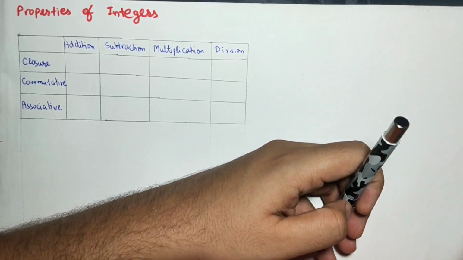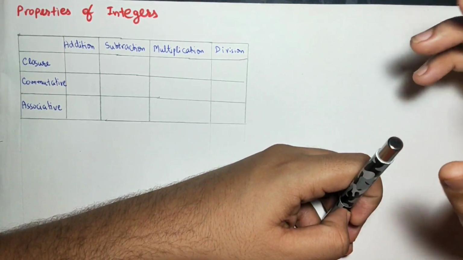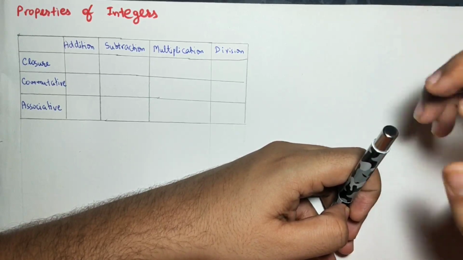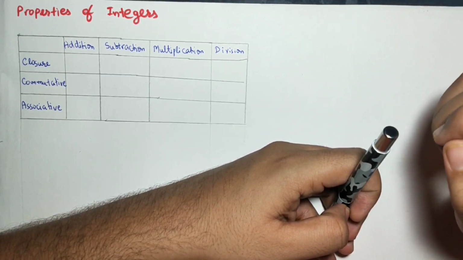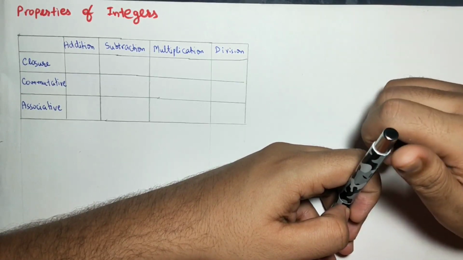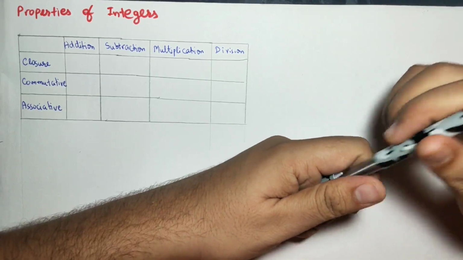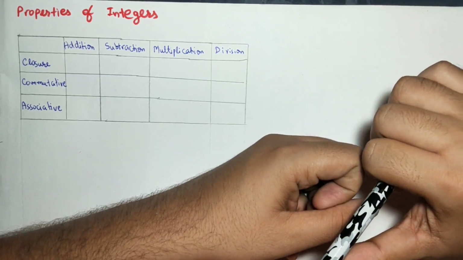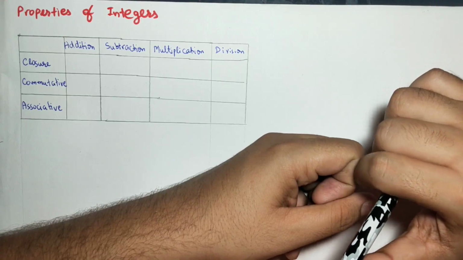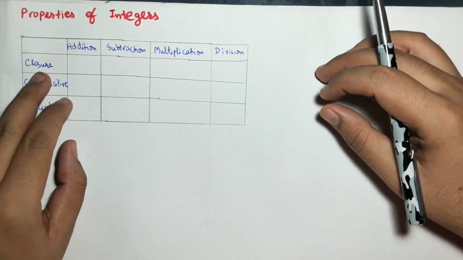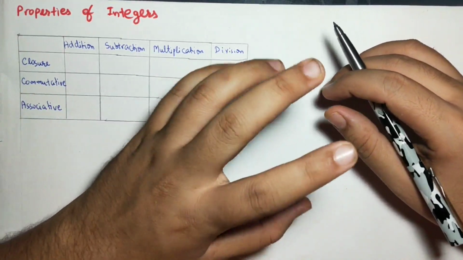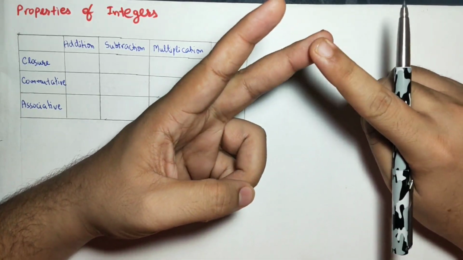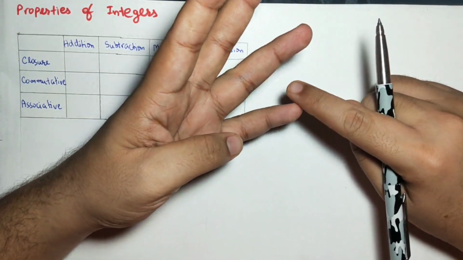Now these integers have certain properties which they follow and which we should understand clearly. These properties will be followed by any integer, whether it be negative, positive or 0. First property is closure property. If I give you any two integers, you can add them, subtract them, multiply them, or divide them.